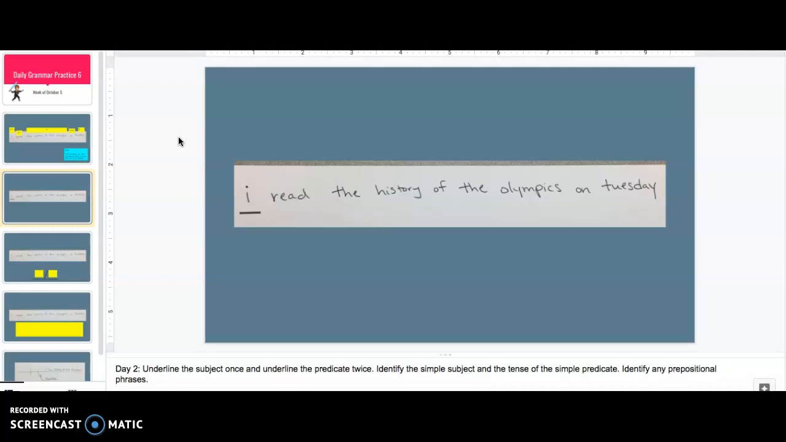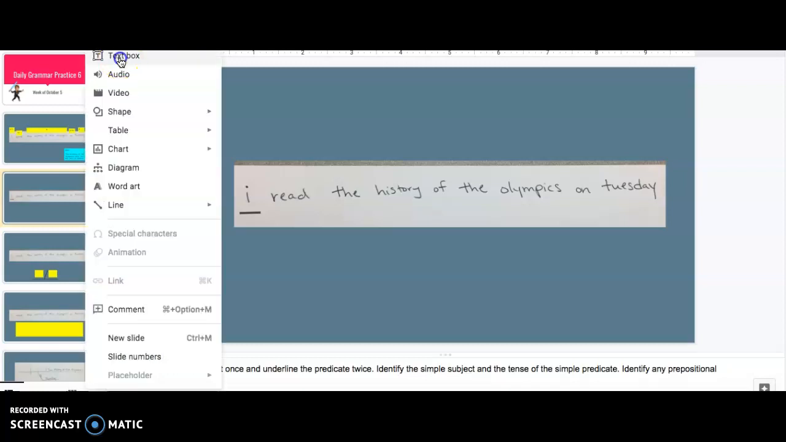Now, let's talk about the simple subject. The simple subject is the one noun or pronoun that the sentence is about, and it's found somewhere in what's called the complete subject, all the words that we underline one time. Now this week it's fairly simple because we've only underlined one word. We've only underlined the word I. Therefore, that would necessitate that I is our simple subject. It is the one, in this case, pronoun that our sentence is about.